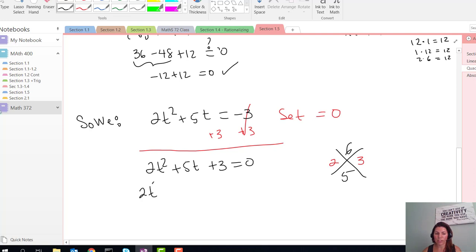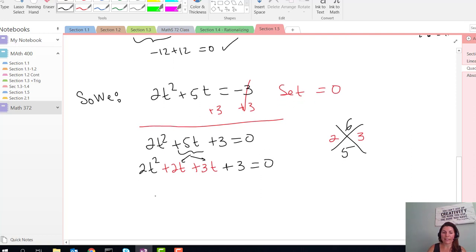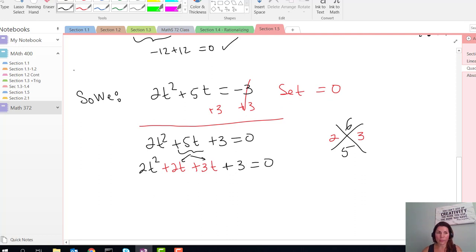So I'm going to have 2t squared, and I'm going to use my numbers that I found, right? Plus 2t plus 3t, and then plus 3 equals 0. Right, we rewrote the 5t term as 2t plus 3t. That's still equal to 5t. If this is not making sense, go back and look at our 1.3 videos.